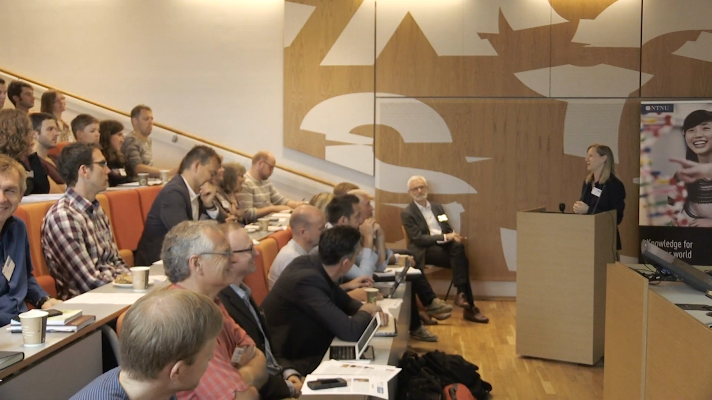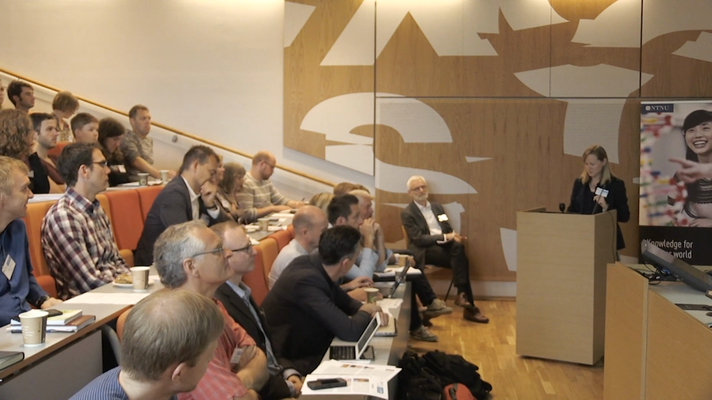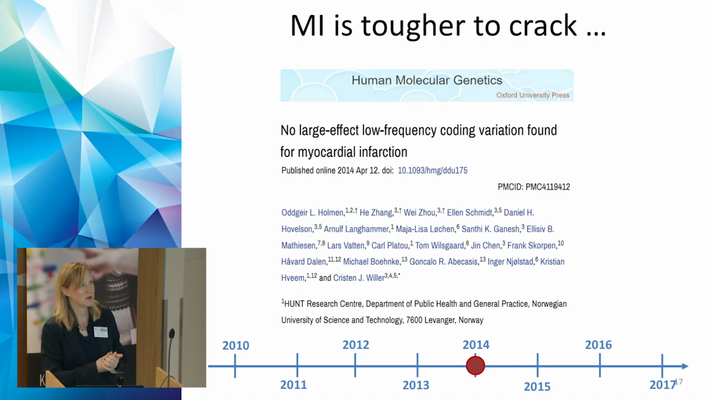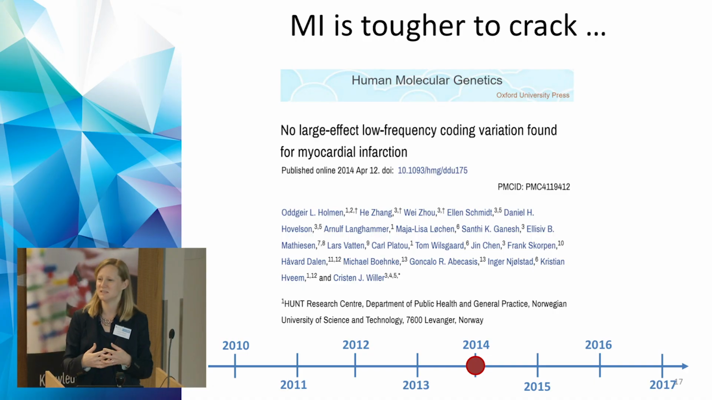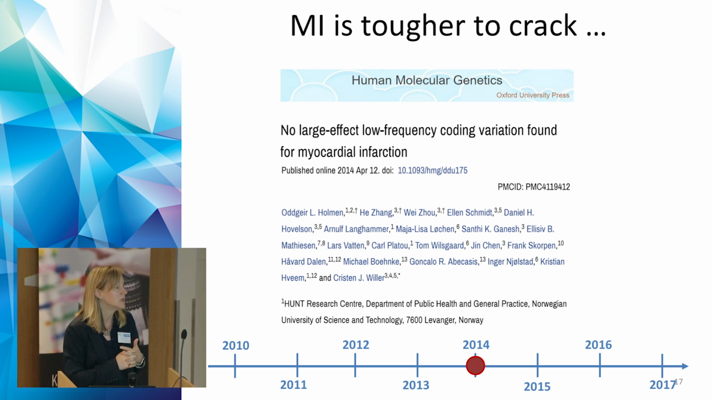So the mechanism of how TM6SF2 works is not completely worked out, but it's a very exciting region that's had a major impact in the research community. Now, I did mention that MI is a tougher disease to study. There just aren't very many of what we call low-hanging fruit. These rare variants of large effect just don't seem to be present for myocardial infarction.